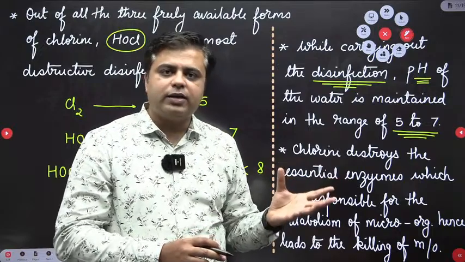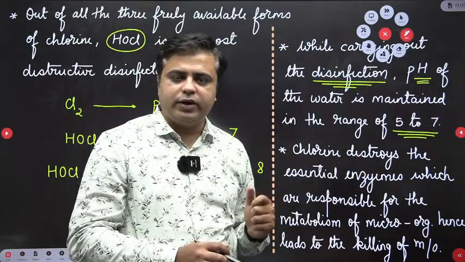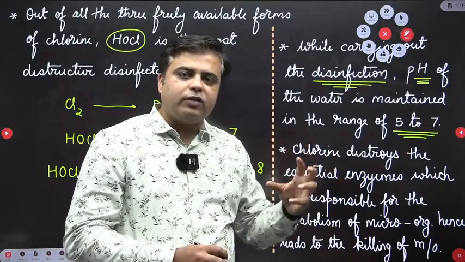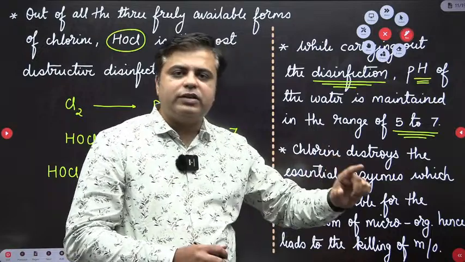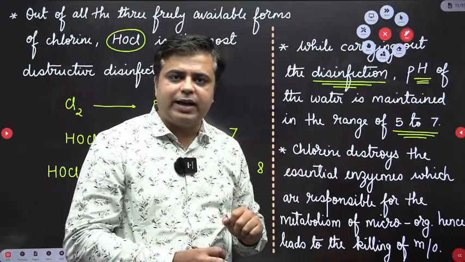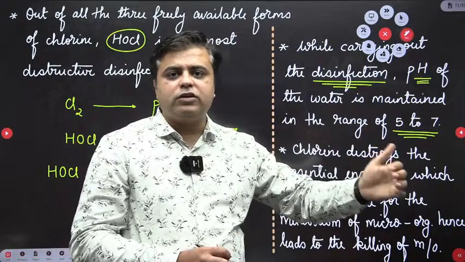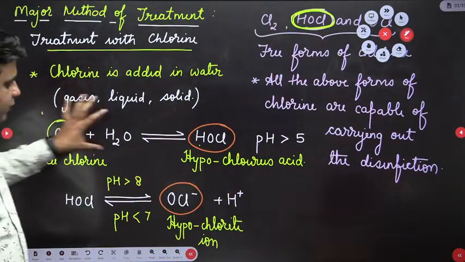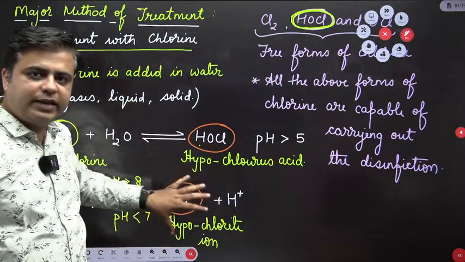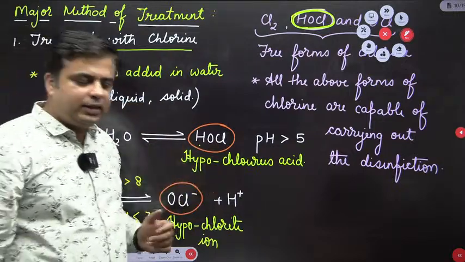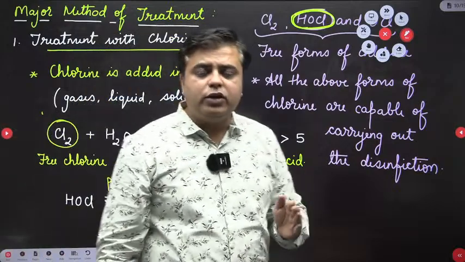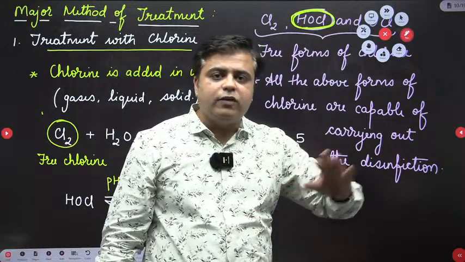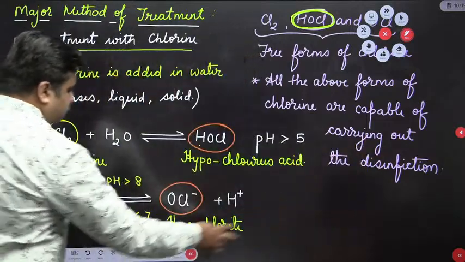Water contains organic matter and organic matter contains ammonia. When you add chlorine to this water, some part of this chlorine will also react with this ammonia present in the organic matter and lead to the formation of chloramines. So the first reaction is chlorine dissociating into hypochlorous acid and hypochlorite ion. The next thing is it will react with the ammonia present in the organic matter, and it leads to the formation of chloramines.